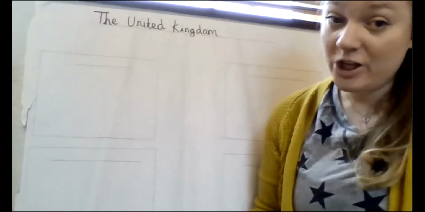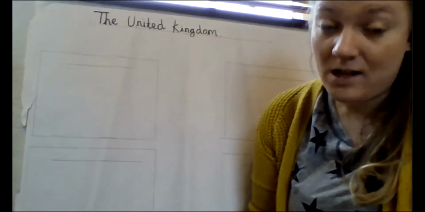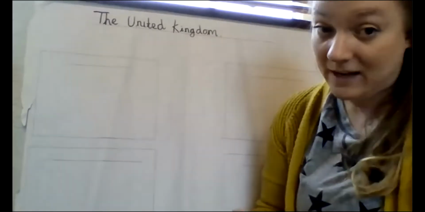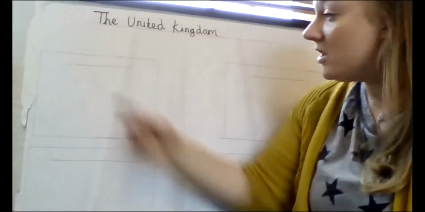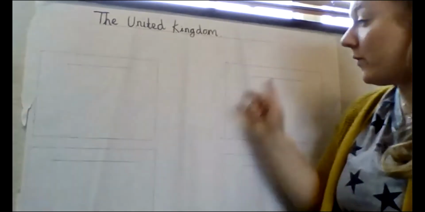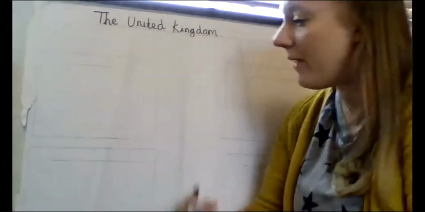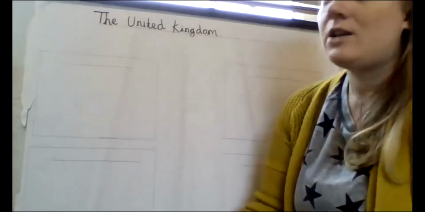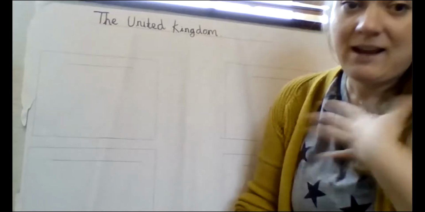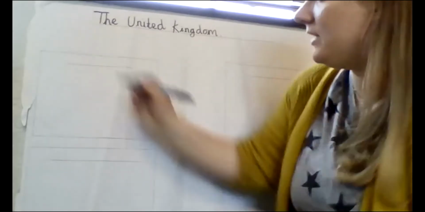Now, it's up to you how you present your fact file. I'm just going to give you some tips. Now, there are 4 countries in the United Kingdom. So I have drawn a box for each one. So now I need to decide which box will be for which country. So the first country is England. I'm going to write in this box.